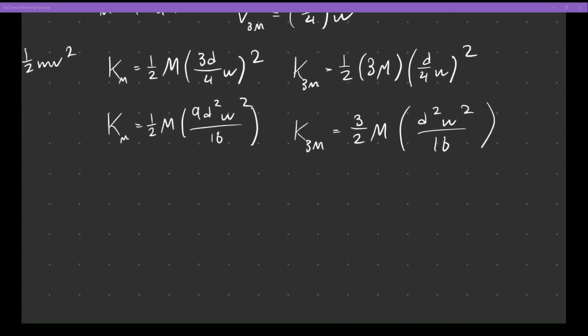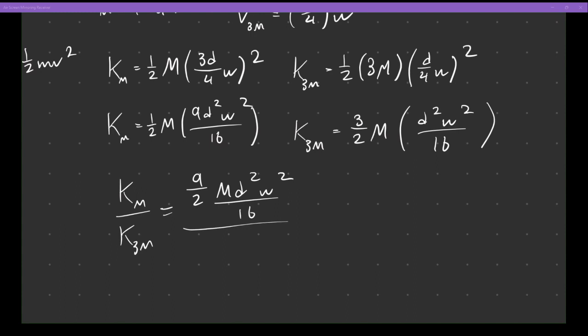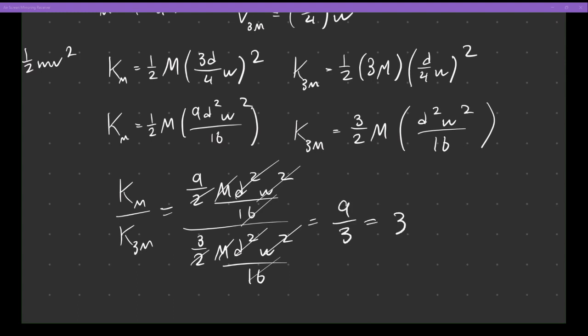So now just put them on top of each other. So Km over K3m. So this is 9 over 2 m d squared omega squared over 16, all of this over 3 over 2 m d squared omega squared over 16. So m cancels, d squared cancels, omega squared cancels, 16 cancels, the 2's cancel, so just left with 9 over 3, which is equal to 3.